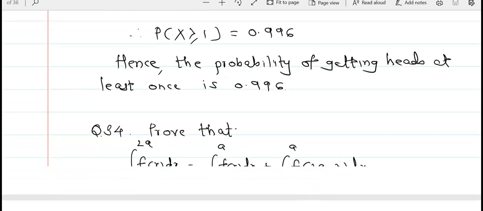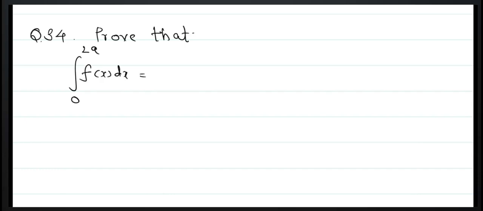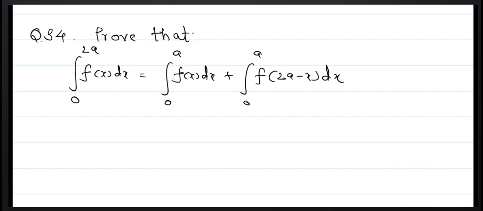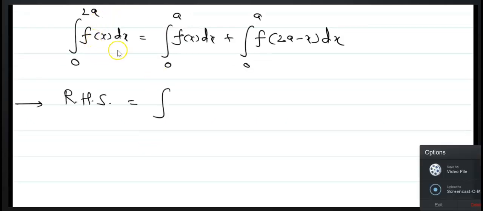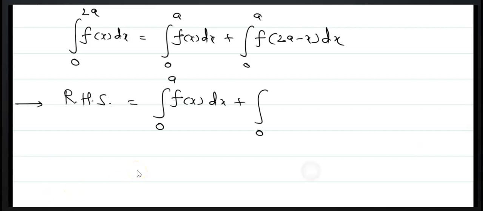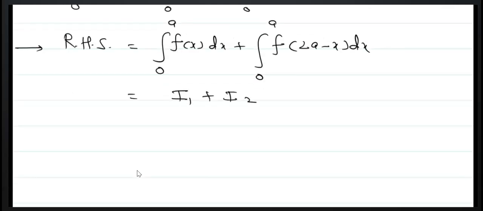Now the next question, it is the theory bit again. That is integral 0 to 2a f of x dx is equal to integral 0 to a f of x dx plus integral 0 to a f of 2a minus x dx. Now consider the RHS: integral 0 to a f of x dx plus integral 0 to a f of 2a minus x dx. This is I1 and I2.